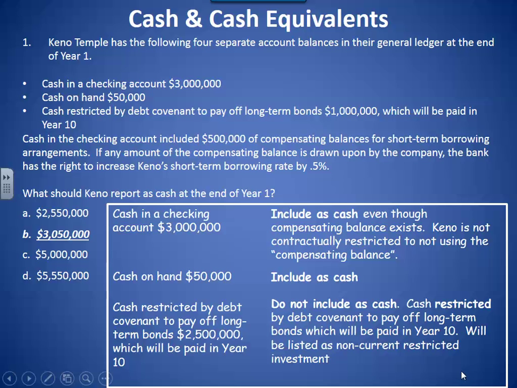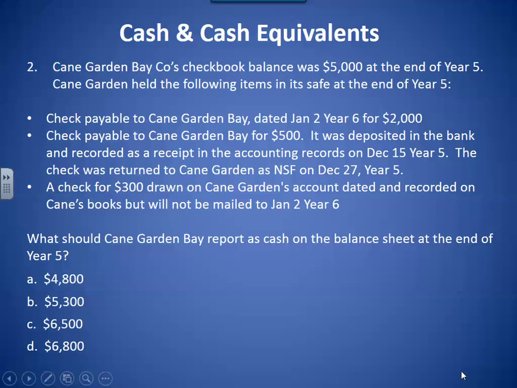Let's take a look now at number two. Again, we're given a company that has received some checks and has written a check or two. Based upon some timing differences, there's a question as to whether items should be included in Cane Garden Bay's cash and cash equivalents on the balance sheet. So the question is, what should Cane Garden Bay report as cash on the balance sheet at the end of year 5? So again, stop your video.